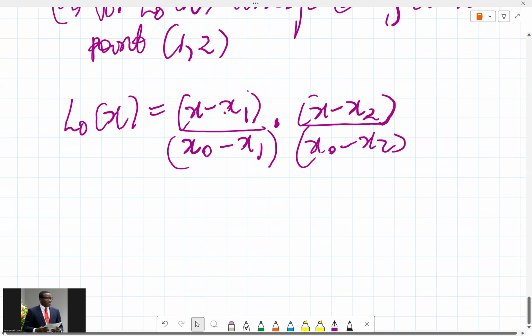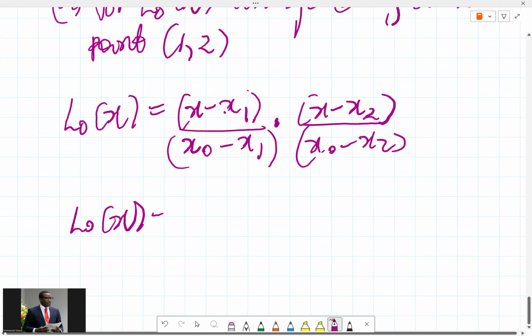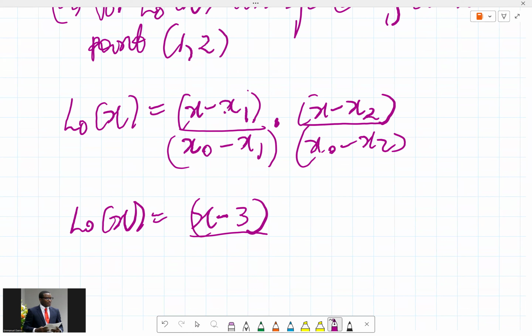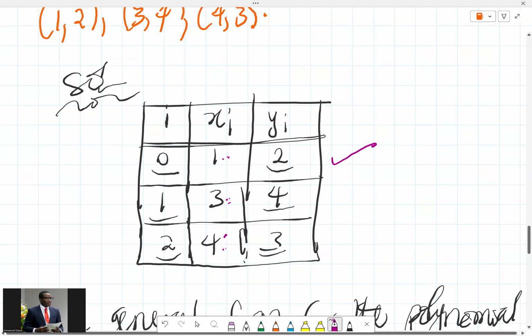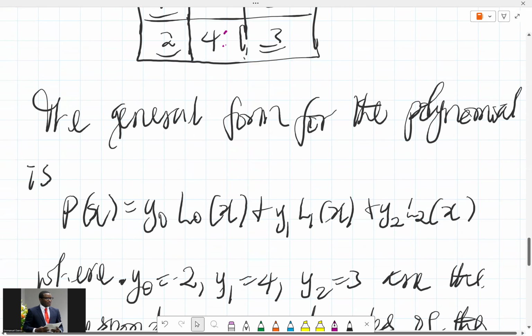Because we are talking about L naught, that means L naught of x is going to be x minus, our x1 here is actually 3, all over x naught itself, which is 1 minus 3, multiplied by x minus x2. Our x2 is 4, all over x naught again, that's 1 minus 4. So x minus x1 divided by x naught minus x1, then we have x minus x2, that is 4, divided by x naught minus x2. So that's how the formula goes.